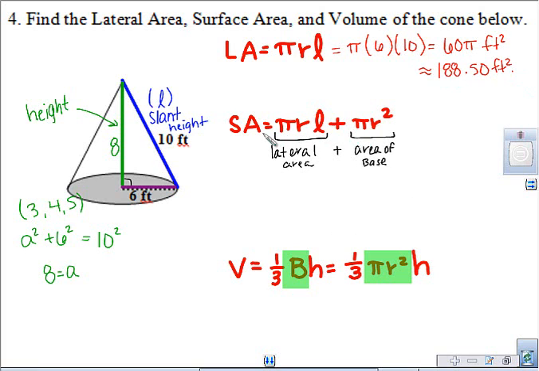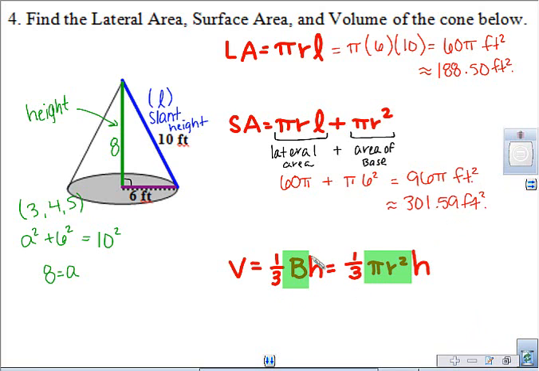Now, surface area, the total surface area, is just the lateral area plus the base. Our base is a circle, so that's pi r squared. If I'm going to do this in terms of pi, this was 60 pi, and I need to add pi times 6 squared. Well, 6 squared is 36, so 36 and 60 is 96 pi. That's the in terms of pi answer, still feet squared. I can multiply 96 times pi in my calculator to get an approximate decimal of 301.59 feet squared.